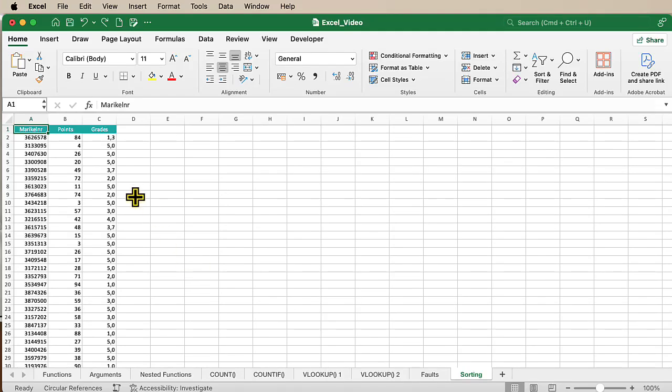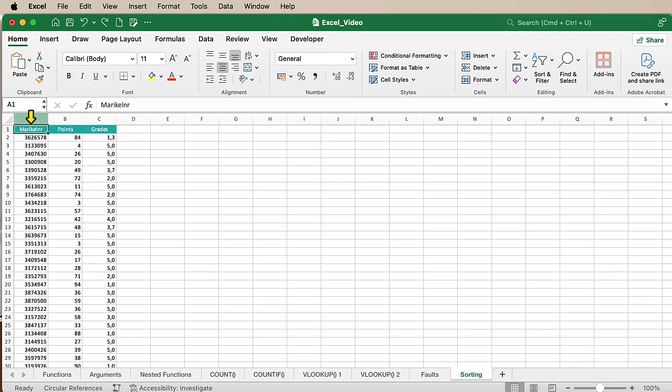Let's have a look at a similar table as before. What we do have is our matriculation numbers, our points and the given grades. However, this table is unsorted. You see, matriculation numbers are wild, so are points and grades. What we can do is to let it sort.